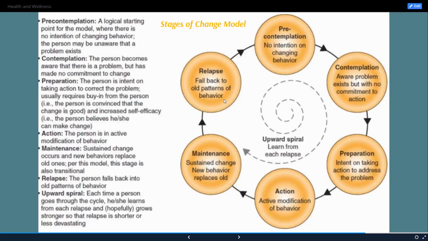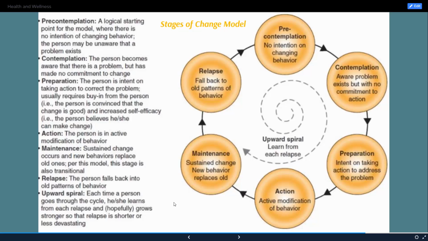You go back to the old behavior, and not because there's anything wrong with you, or there's anything wrong with your patient, but because it's very hard to maintain a change. Okay, it takes a lot of effort. So then you have to make sure that they have that upward spiral, learn from each relapse, but we really need to help them with this maintenance stage. That's the one area that we really need to make sure that they really try to stay in. We don't want them to relapse. We don't ever want our patients to relapse, but sometimes it happens.